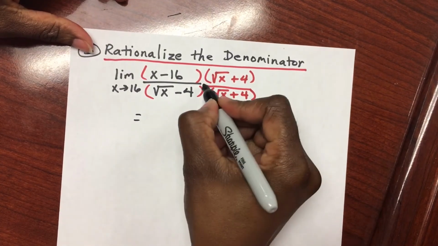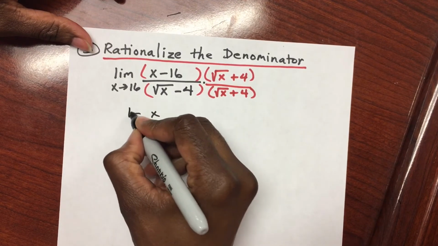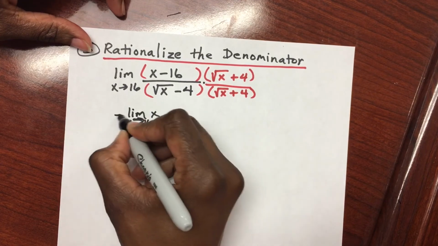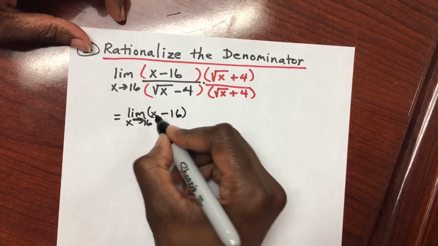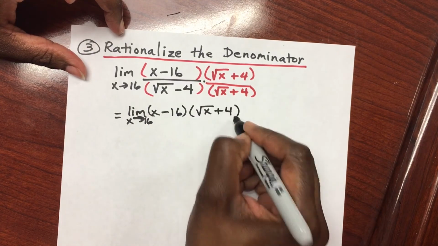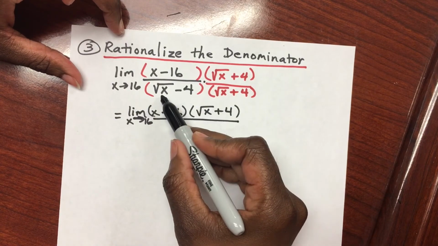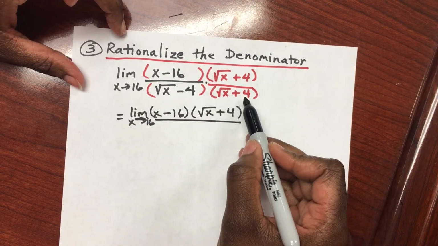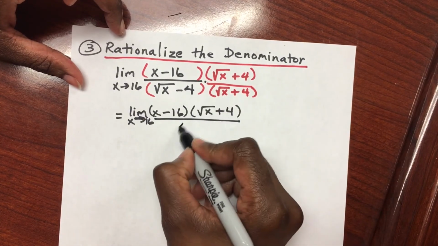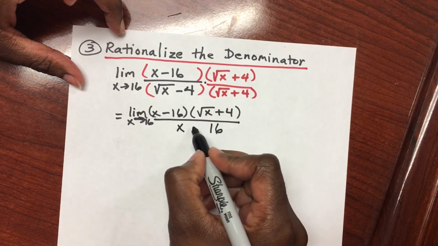So our answer, and we're multiplying, we're going to keep our limit. The limit as x approaches 16 of x minus 16 times the square root of x plus 4, all divided by, when we multiply square root of x minus 4 times the square root of x plus 4, we're going to get the difference of 2 squares. So the square root of x times the square root of x is x. 4 times 4 is 16. Negative times a positive is a negative.